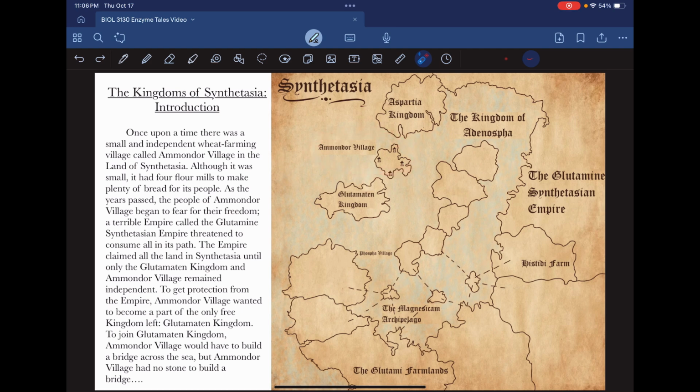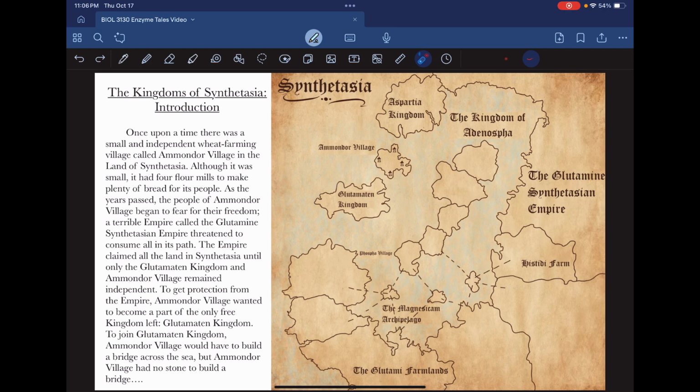As the years passed, the people of Amondor Village began to fear for their freedom. A terrible empire called the Glutamine Synthetasian Empire threatened to consume all in its path. The empire claimed all the land in Synthetasia until only the Glutamating Kingdom and Amondor Village remained independent.